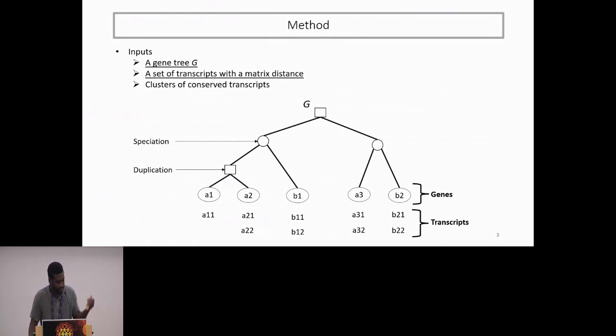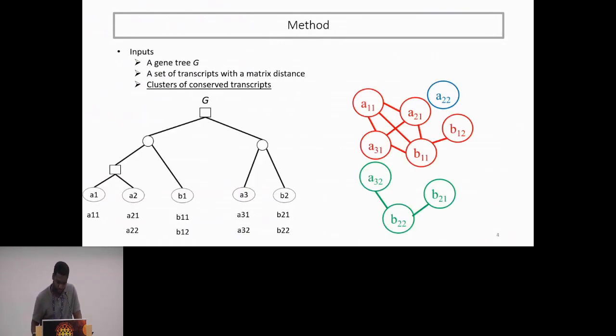So we have the leaves of the gene tree, and we assume that the genes evolve through three evolutionary events. So we have the speciation event derived from the species. We have the duplication when two copies of the genes are present in the same species, and also we have the gene loss when simply a gene is lost during the evolution. And the last input is the set of clusters of conserved transcripts, of course.